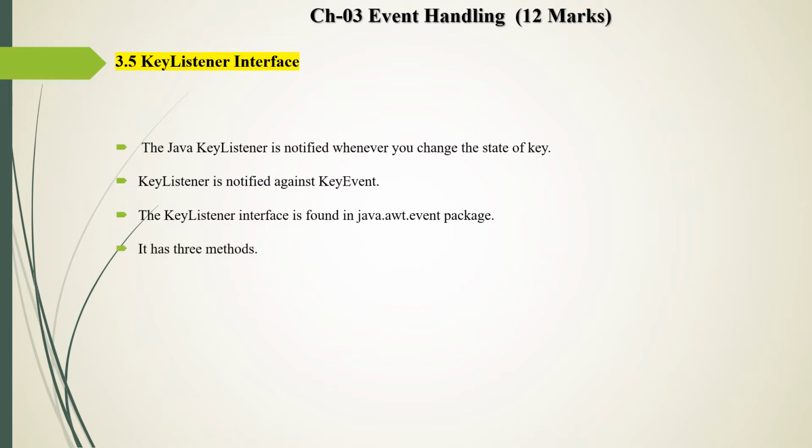Next, it has three methods. First method is public abstract void keyPressed. This method does not return any value, so the return type of this method is void, and this method passes one parameter, that is an object of KeyEvent.